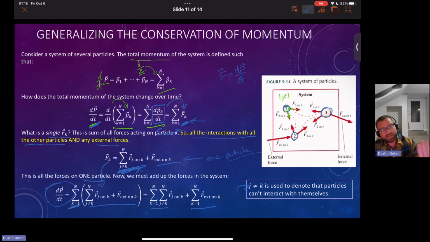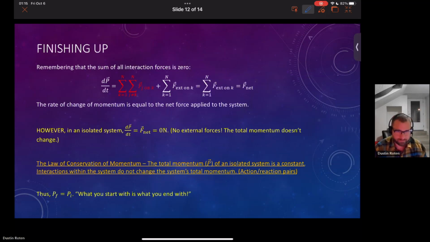So now we could talk about the change in the total momentum, and that's going to equal all these weird summations. We're summing up the stuff happening inside the system. We're summing up all these external forces acting on the system. It gets gross, but it's going to simplify to something nice. Okay, so let's finish this up. So here we have all these interactions. This is from the previous slide.